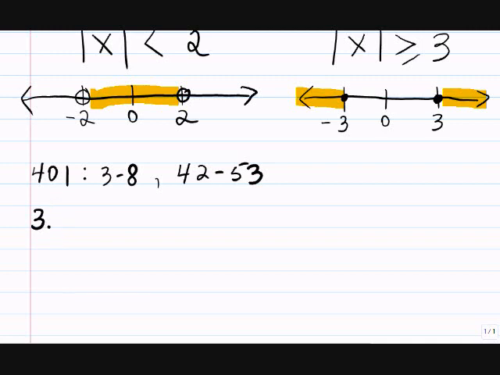Problem 3 says absolute value of x is less than 4.